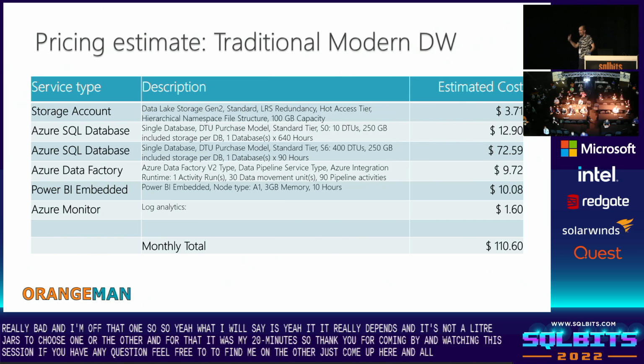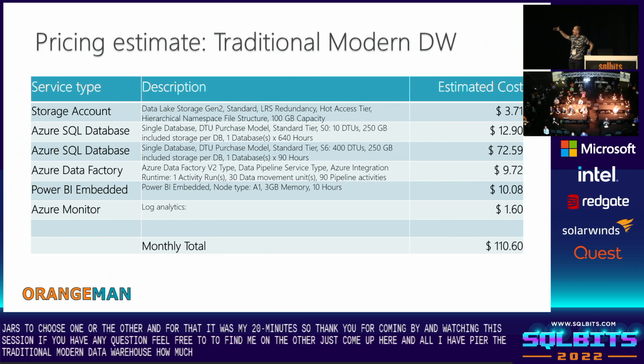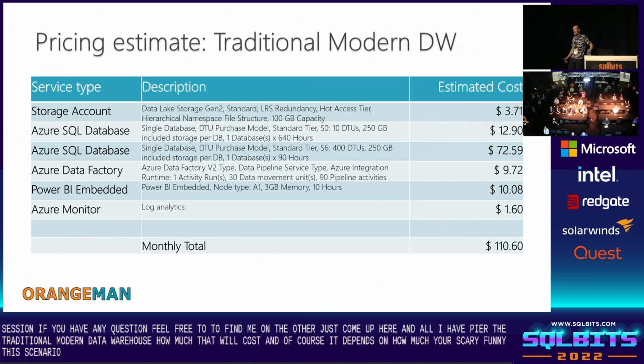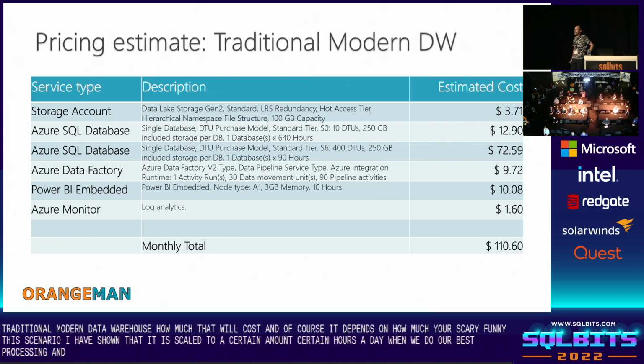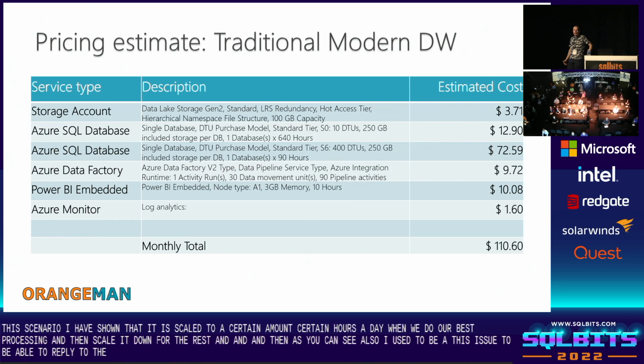This is a comparison, just to show you, of the traditional modern data warehouse and how much that will cost. And of course, it depends on how much you scale it. But in this scenario, I have shown that it is scaled to a certain amount for certain hours a day when we do our batch processing, and then scaled down for the rest. And as you can see, I also use Power BI Embedded, this A SKU, to be able to deploy to the XMLA endpoint, and it's only up when I need to do a deployment.